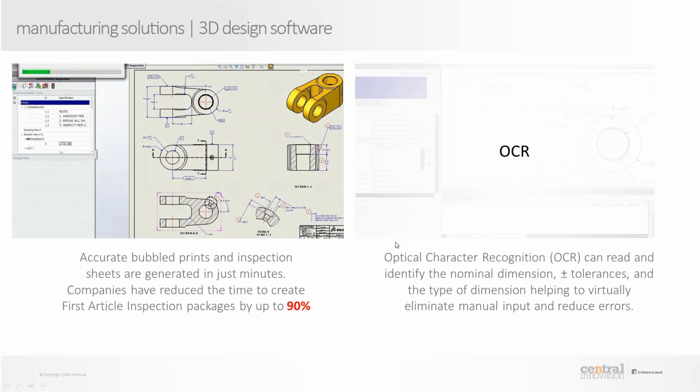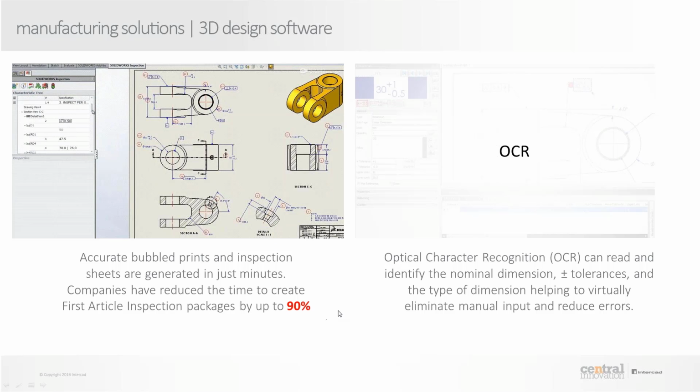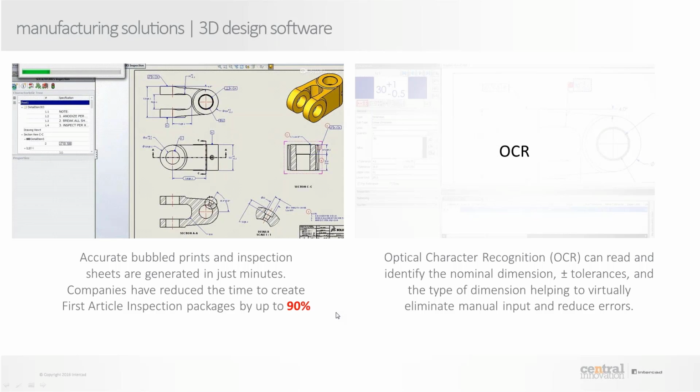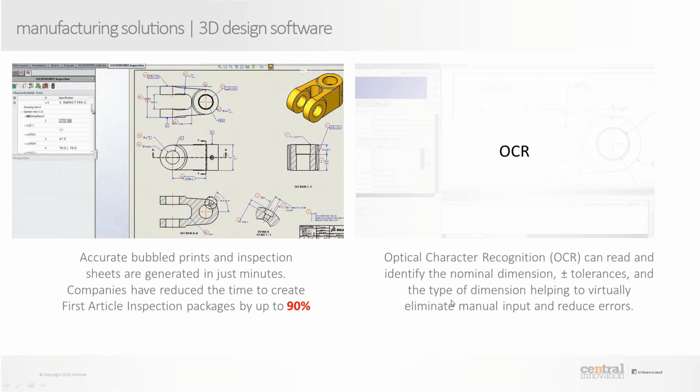Okay, so with that, you've got options of automatic ballooning. So once you've got your information in SolidWorks, it identifies all the required details and it creates the balloons for you with a whole detailed inspection project. The first article inspection packages, it can reduce all the time that you would spend by individually and manually entering all this data in an Excel sheet by 90%, because it does it in seconds for you.